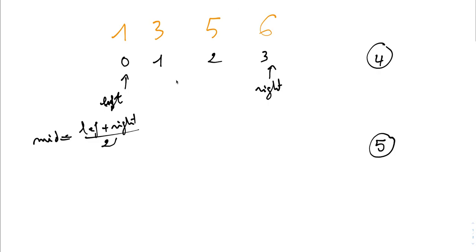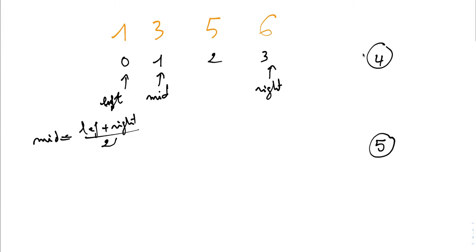For our first iteration, the mid is going to be equal to 0 plus 3, which is 3, divided by 2, which is 1. So here will be our mid. When we calculate our mid, we have some checks that we need to do. The first check is to see if the value at index mid is actually equal to the target. It's not the case. If it was, we would return mid.